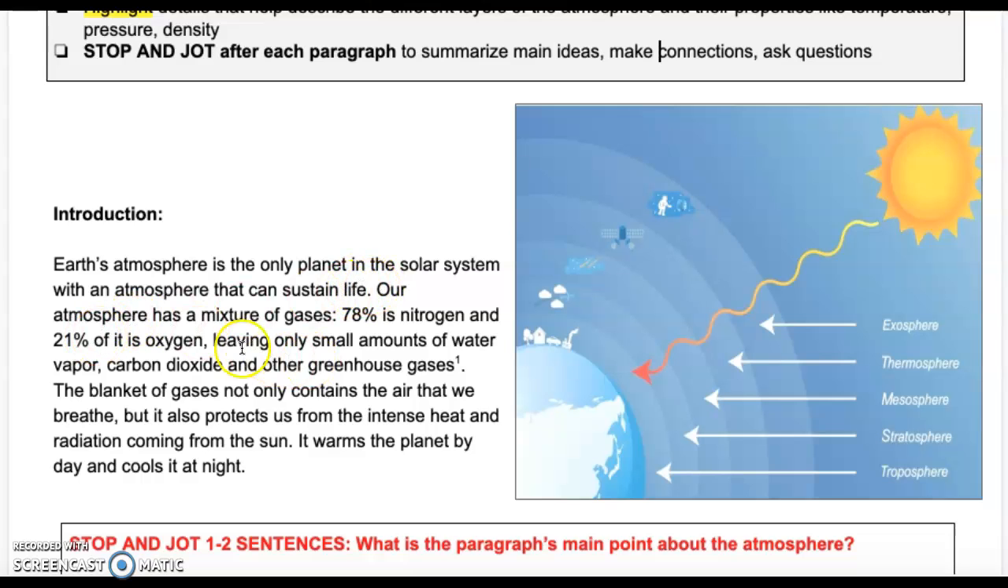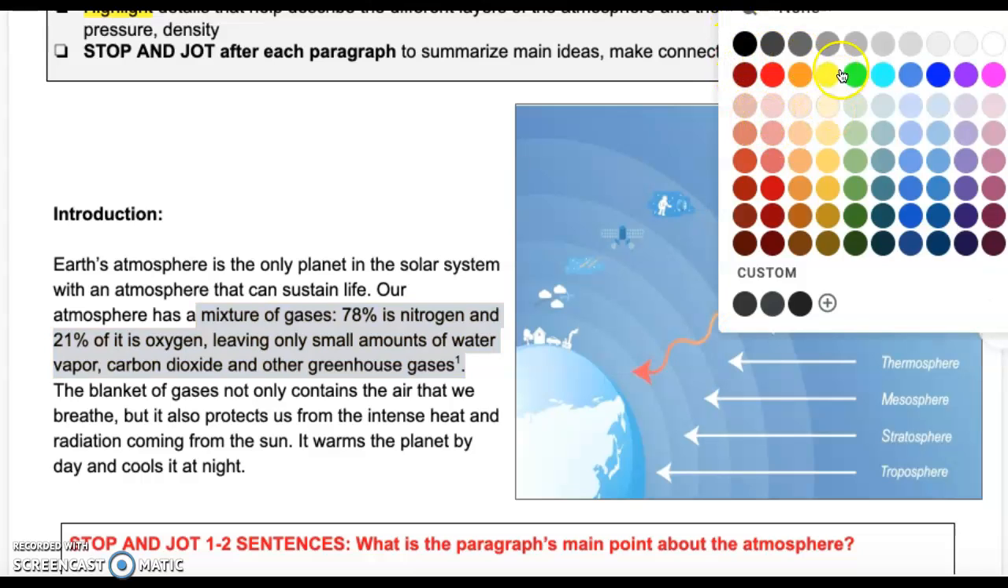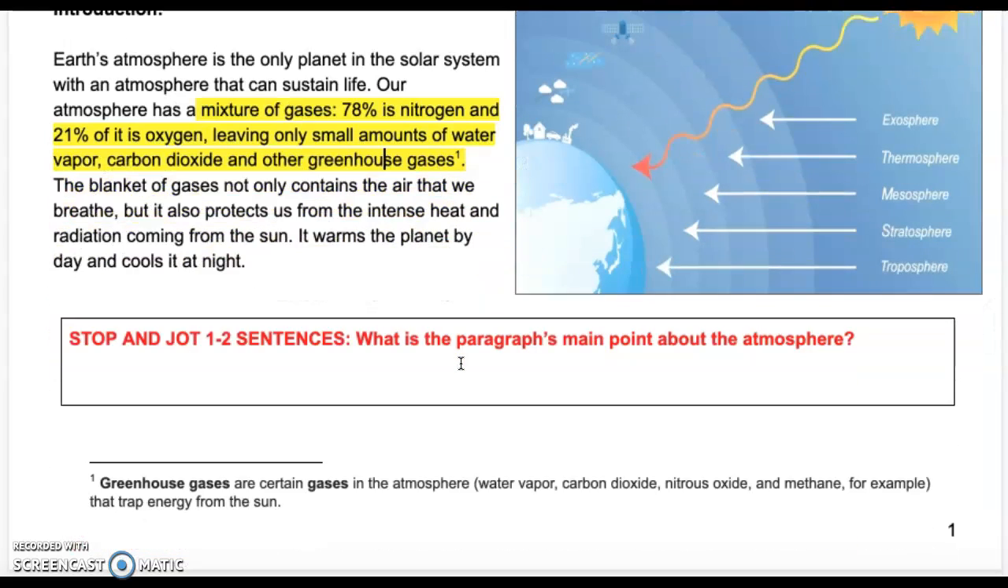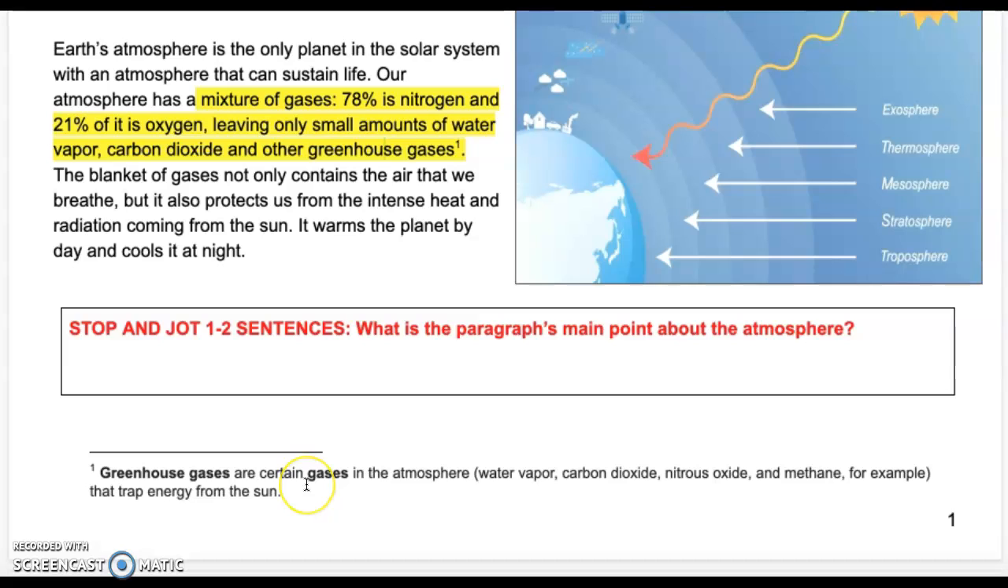Our atmosphere has a mixture of gases. 78% is nitrogen, 21% of it is oxygen, leaving only small amounts of water vapor, which I know is a gas, carbon dioxide, and other greenhouse gases. So that seems important. I'm going to go ahead and go to the highlight feature for this document and highlight that. And if you don't remember what greenhouse gases are, let's go down to the footnote. Greenhouse gases are certain gases in the atmosphere, like water vapor, carbon dioxide, nitrous oxide, and methane, that trap energy from the sun.